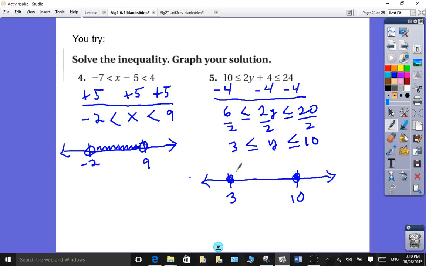They were both "or equal to," so I use closed circles on 3 and on 10, and now I'm shading it in.